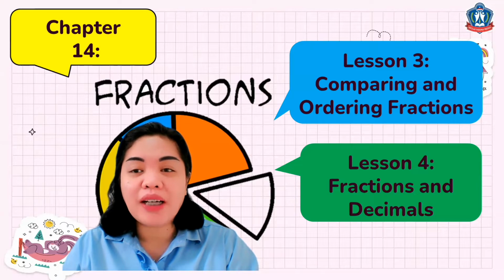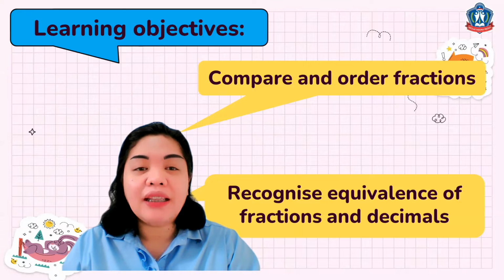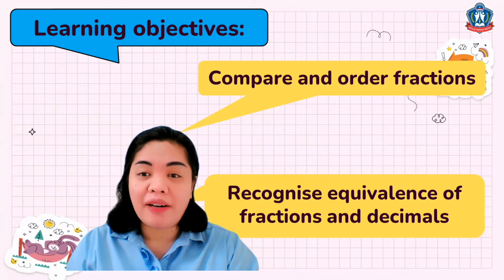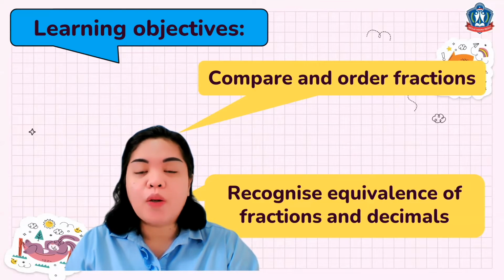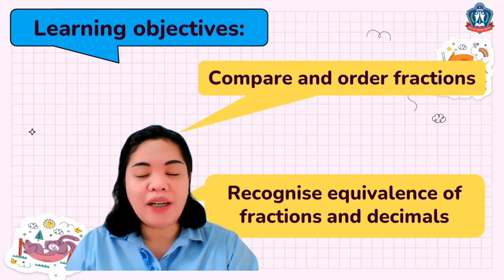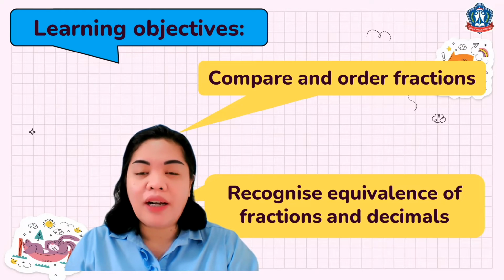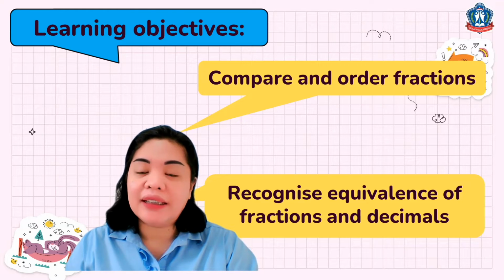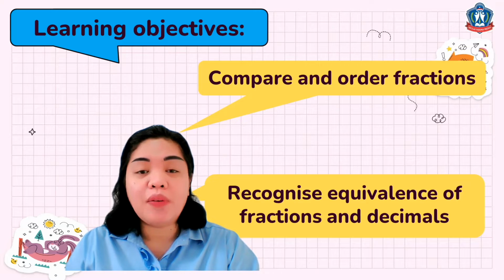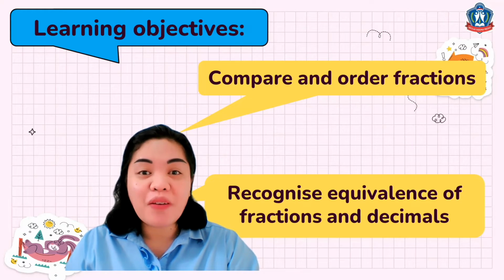It talks about fractions. In this video, you will learn Lesson 3, Comparing and Ordering Fractions, and Lesson 4, Fractions and Decimals. The learning objectives are to compare and order fractions. So you compare which one is greater and which one is smaller. And we will also order from smallest to largest and largest to smallest. And also to recognize equivalence of fractions and decimals.